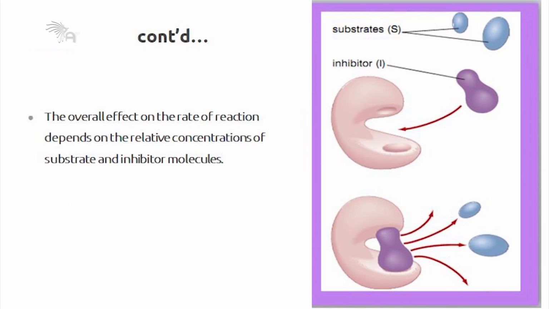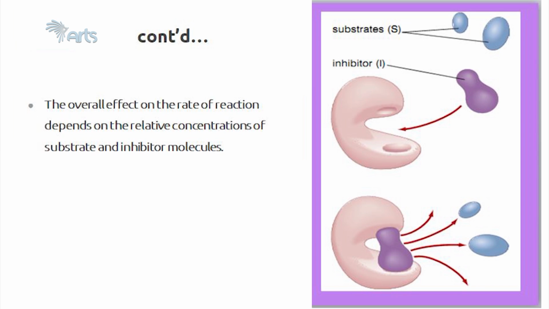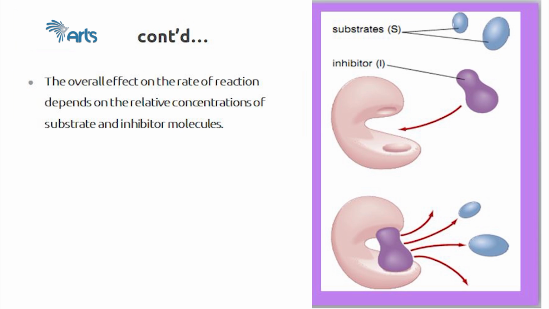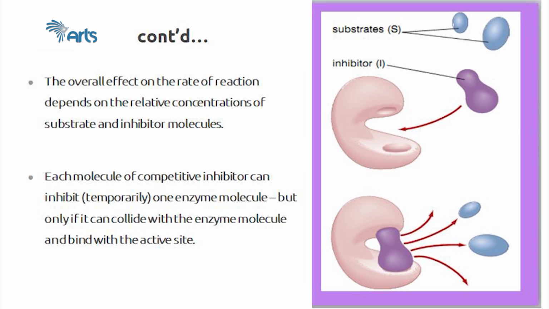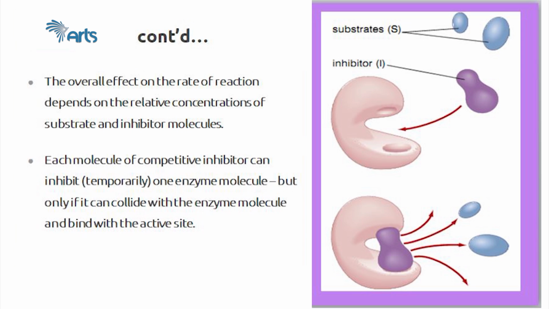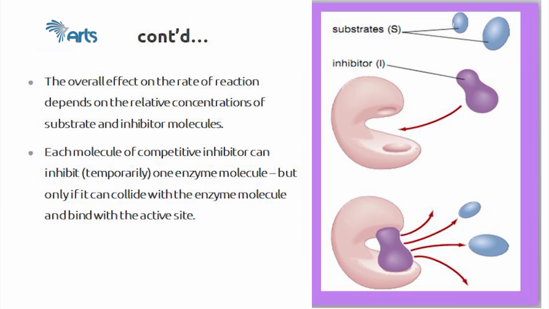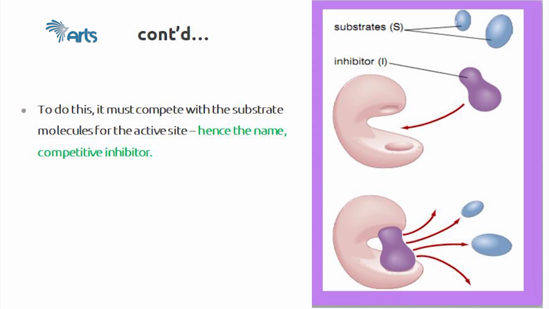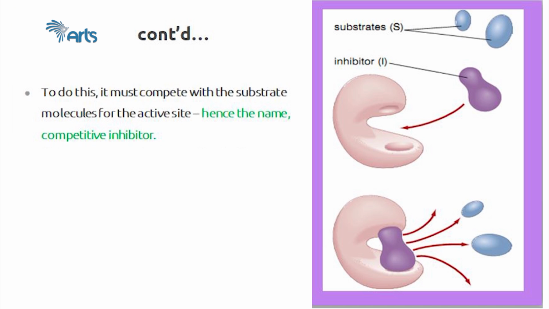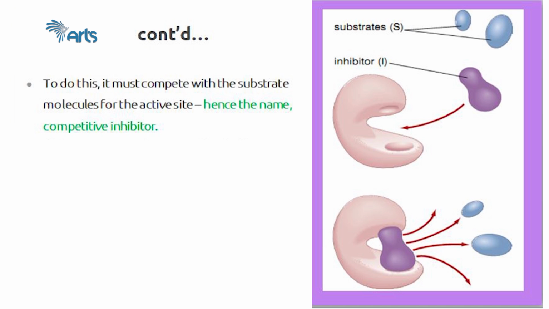The overall effect on the rate of reaction depends on the relative concentration of the substrate and inhibitor molecules. Each molecule of competitive inhibitor can inhibit one enzyme molecule, but only if it can collide with the enzyme molecule and bind with the active site. To do this, it must compete with the substrate molecule for the active site. Hence, the name competitive inhibitor is given.